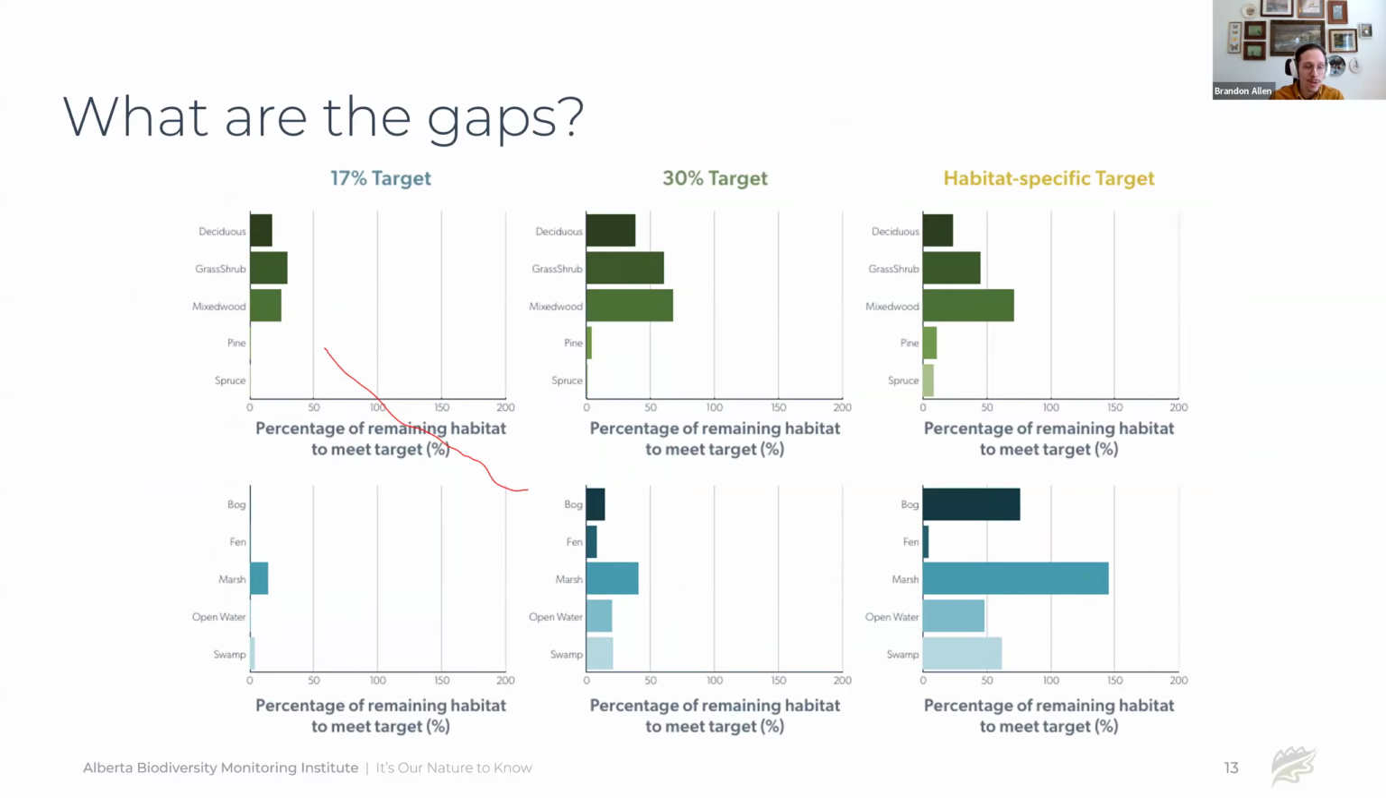So lastly, we wanted to try and figure out, where are the gaps? Again, this really depends on your target. That's why I explored a bunch of different targets. If we were accepting that the goal was to conserve 17% of all habitat types based on their historical distributions within Alberta, we're fairly close to a lot of those targets. We've met them for bogs and fens and open waters, pine and spruce stands as well.